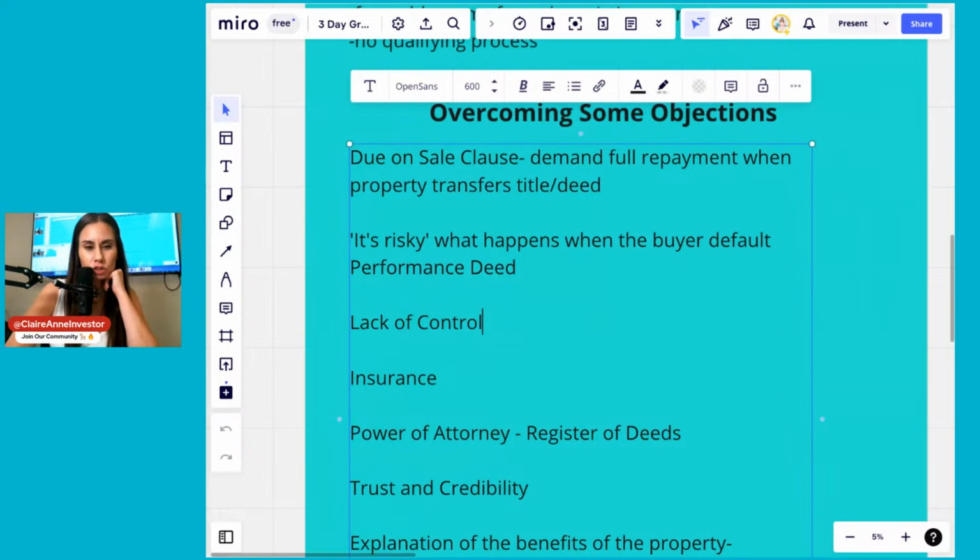Another thing is power of attorney. You want to have a power of attorney for that specific property only from the seller, saying that you can talk to the mortgage company on their behalf. You can also register it at the register of deeds, so you can file it so that it's actually public knowledge, which a lot of people don't know. That you can have a power of attorney for that specific property is really good.